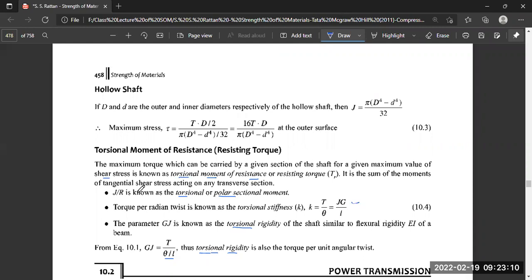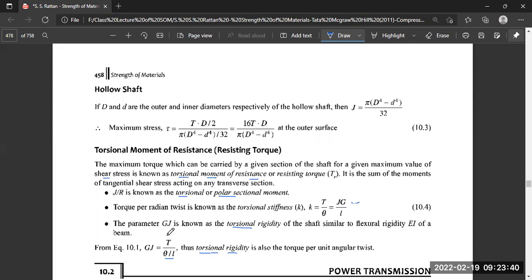Next, another equation, J divided by R, meaning the polar moment of inertia divided by the radius R, is known as the polar section modulus. This is another definition, also called the torsional or polar sectional moment. Then torque per radian twist, also known as torsional stiffness, means T divided by theta is J into G divided by L. This is given as torsional stiffness or K.